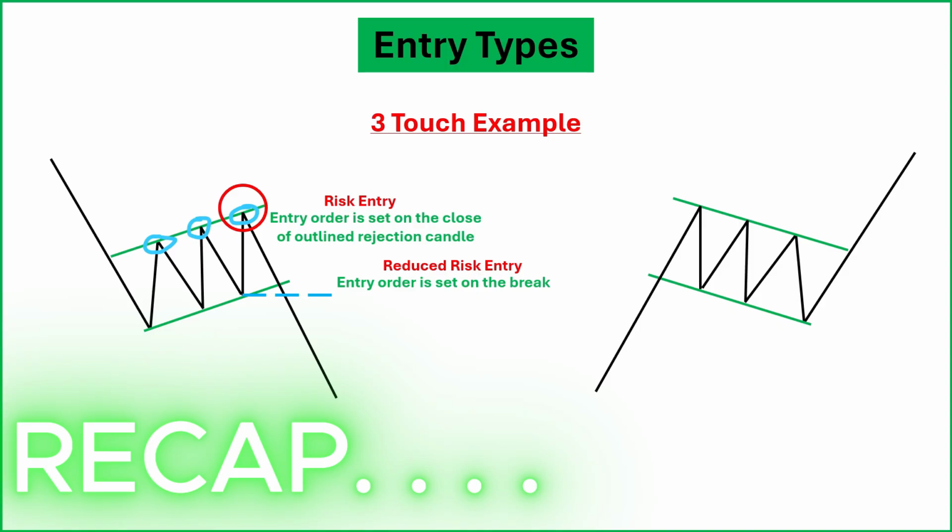Pretty simple and straightforward, right? So let's line them up. First, we've got our risk entry, and second, we've got our reduced risk entry. Both are valid. It just depends on the position, the sequence, and your confidence in the setup.